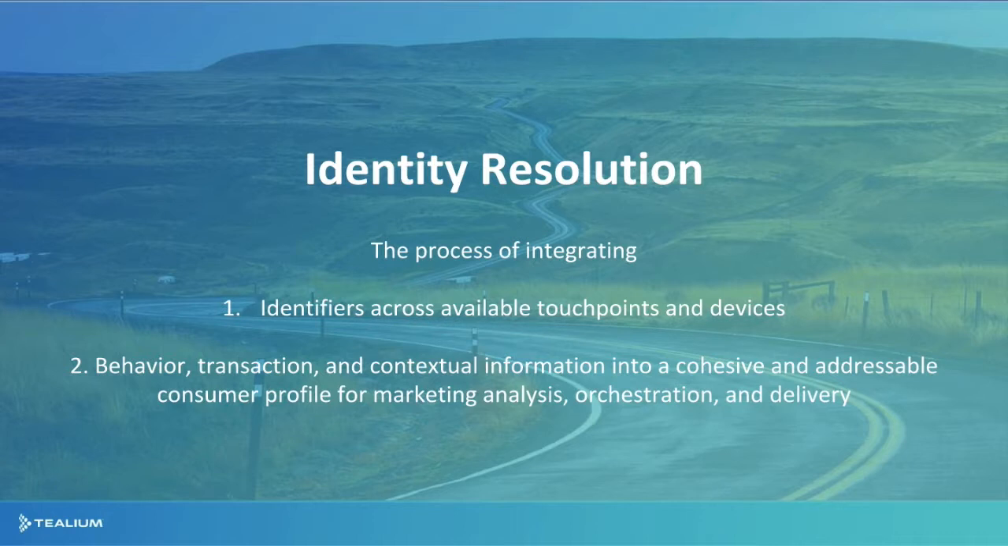Now, part of the data supply chain is figuring out who a user is, which is focused on identity resolution. Because this may be a new concept for some of you, I wanted to spend a couple minutes discussing in more detail given the importance that it plays. So think about identity resolution as the process of integrating the following. The first is the identifiers that become available about that user across the different touch points and devices that they're interacting. And then the second is the behavioral, the transaction, and the contextual information that helps you understand them from the business perspective and making that information or the profile available for marketing, orchestration, and delivery.